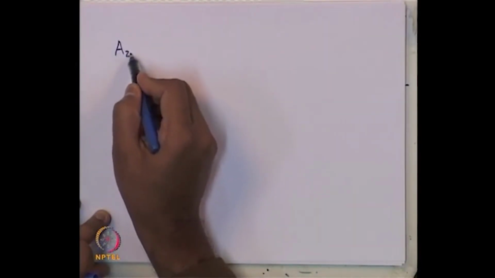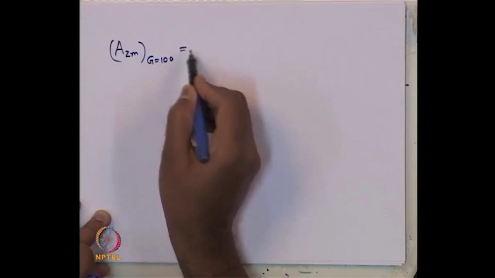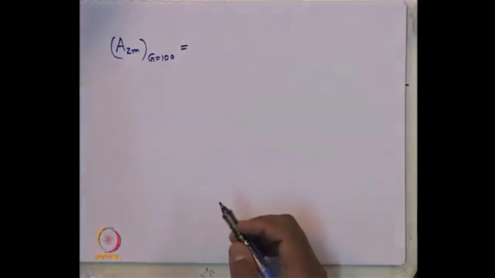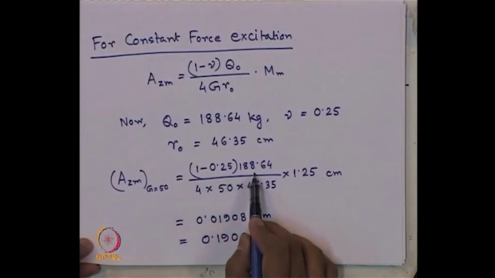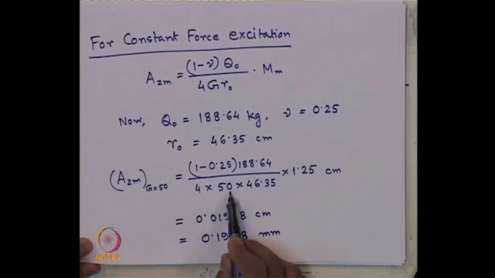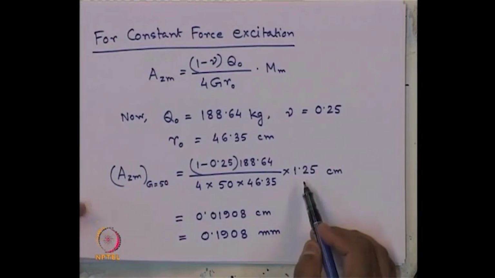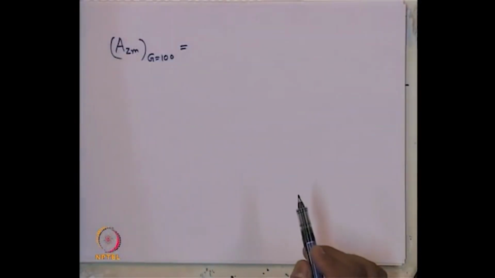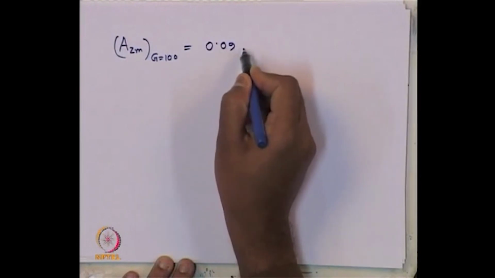Similarly, for the other two types of soil, AZM with G equals 100. What are the changes? Let us see in the equation. This remains same, this remains same, 4 into 100, this will become 100, this remains same, and this value also changes, whatever we read from the design chart, that is 1.18 for G equals 100. If we put the values and calculate, how much are we getting? 0.09 millimeter.